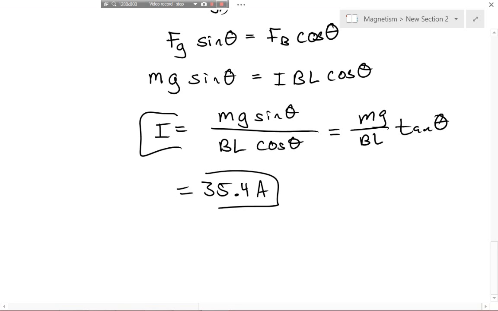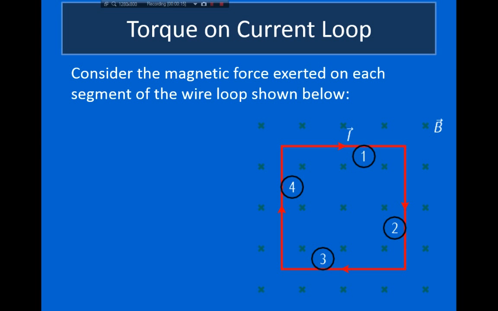Now, the last thing that I want to discuss in this video is the torque that is caused by the magnetic force exerted on a current-carrying loop. And remember that the torque describes the tendency for a force to cause a rotation on an object. And the first thing that I want to do is consider the forces that are exerted on all four sides of this square-shaped current-carrying loop. So I have current that's moving in the direction of these arrows. The magnetic field is represented by these X's. Remember that means the magnetic field is pointing into the screen.